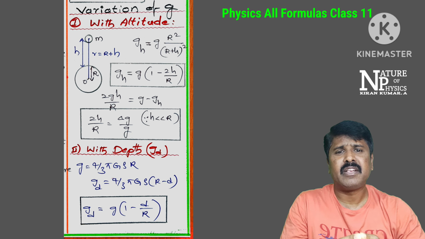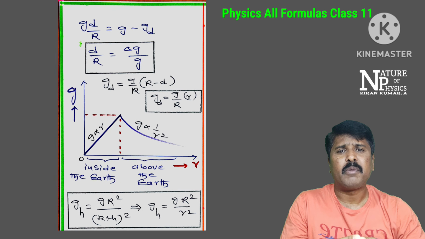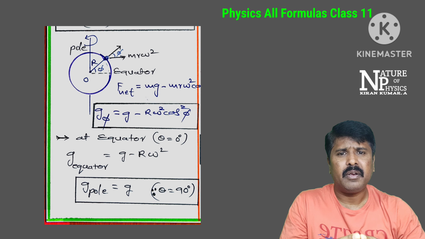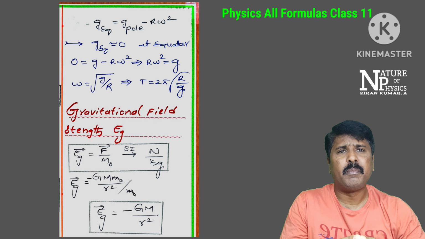And variation of acceleration due to gravity with altitude, that is height, and with depth, g_h and g_d formulas given. And also there is a graph clearly given, g_h and g_d related formulas. And then continuation, next one is latitude given, variation of acceleration due to gravity with latitude, g_phi is equal to g minus R omega square cos square phi. And equator, pole cases and relation including time period also given, student.